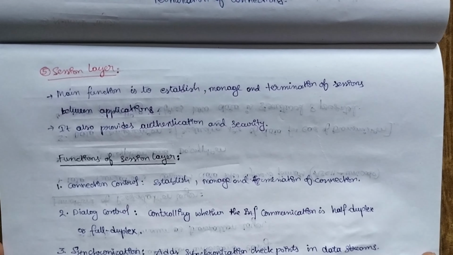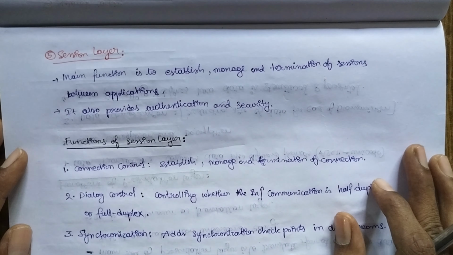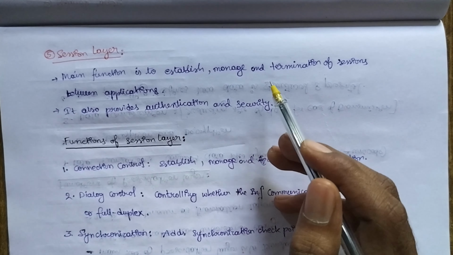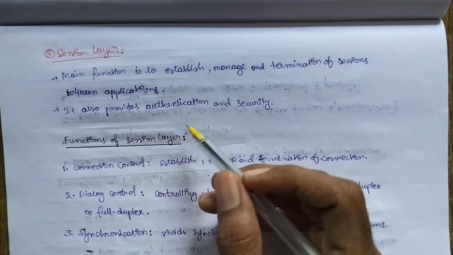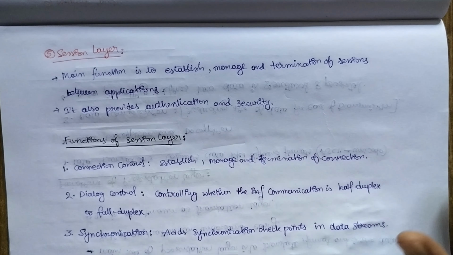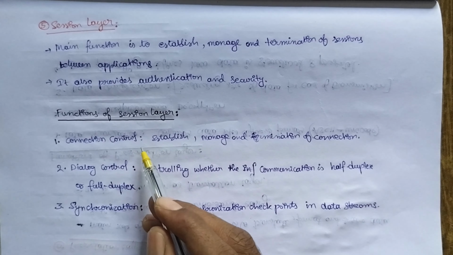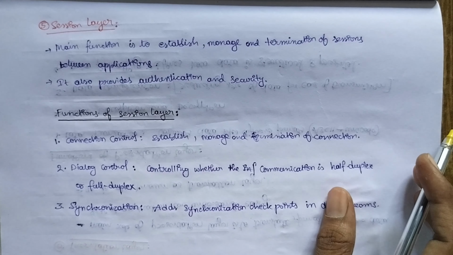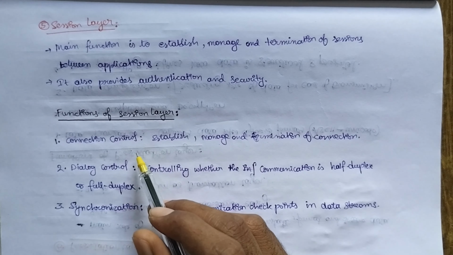The fifth layer in the OSI model is the session layer. The main function of a session layer is to establish, manage and terminate sessions between applications. It also provides authentication and security. The functions of a session layer include connection control. It should ensure that it establishes, manages and terminates the connection. As we discussed for the transport layer, it is also one of the functions of a session layer.